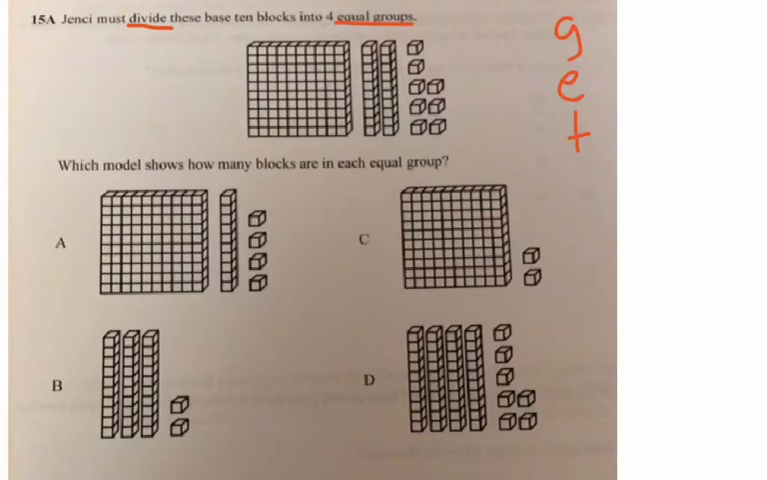It tells me I need 4 equal groups, so that will be my G. Now, I am looking for the each, so I have to determine the total. To do that, I actually physically will count the base 10 blocks. So let's do that now.